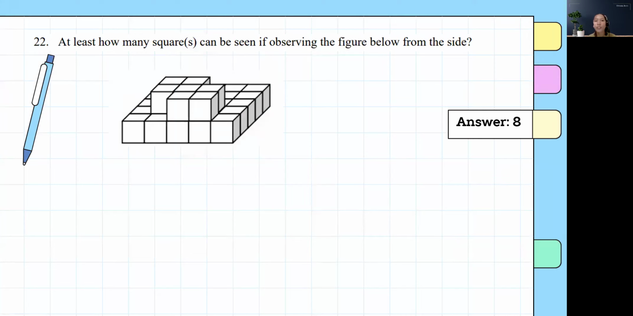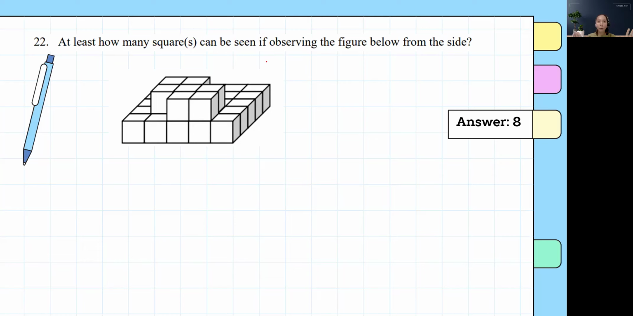So for number 22, at least how many squares can be seen if observing the figure below from the side? All right, let's check. I got confused because I didn't know which side it meant. I've seen this before, but I got confused. Which side is it, left or right?